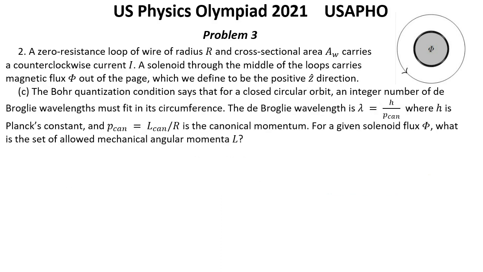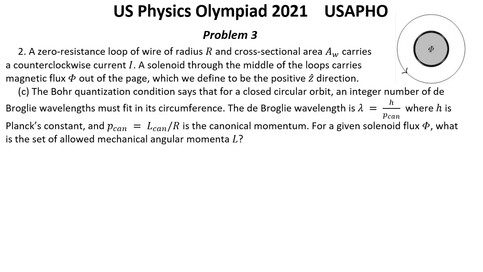Question C. The Bohr quantization says that for a closed circular orbit, an integer number of de Broglie wavelengths must fit in its circumference. The de Broglie wavelength is lambda equal h over p_can, where h is Planck's constant and p_can equals L_can over r is the canonical momentum. For a given solenoid flux F, what is the set of allowed mechanical angular momenta L?